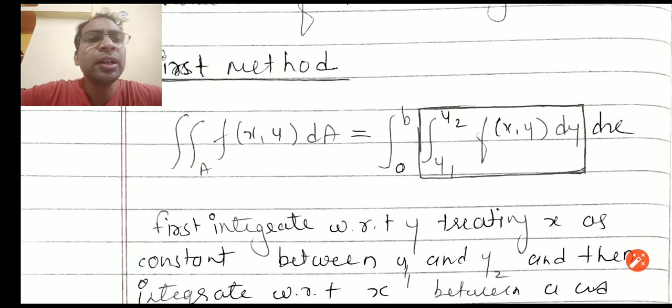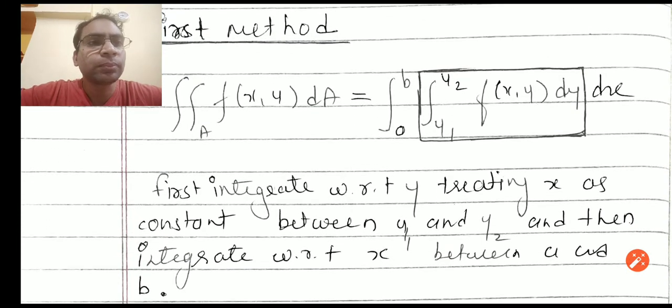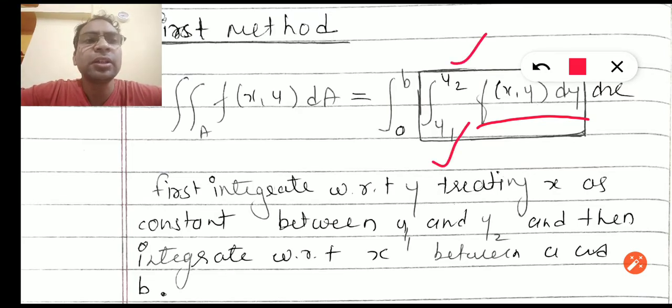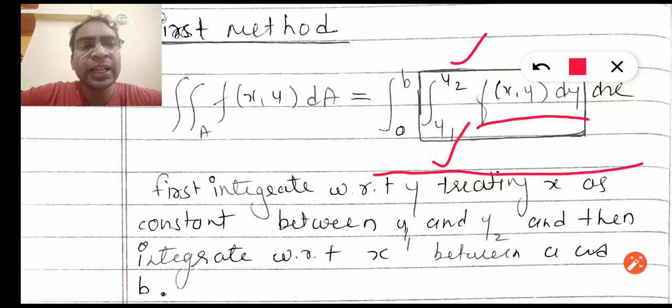In the first method, we integrate the function f of x comma y with respect to y first. So we have two limits given, y1 and y2, and we will take the function and integrate it with respect to y first, and then we will integrate the function with respect to x.